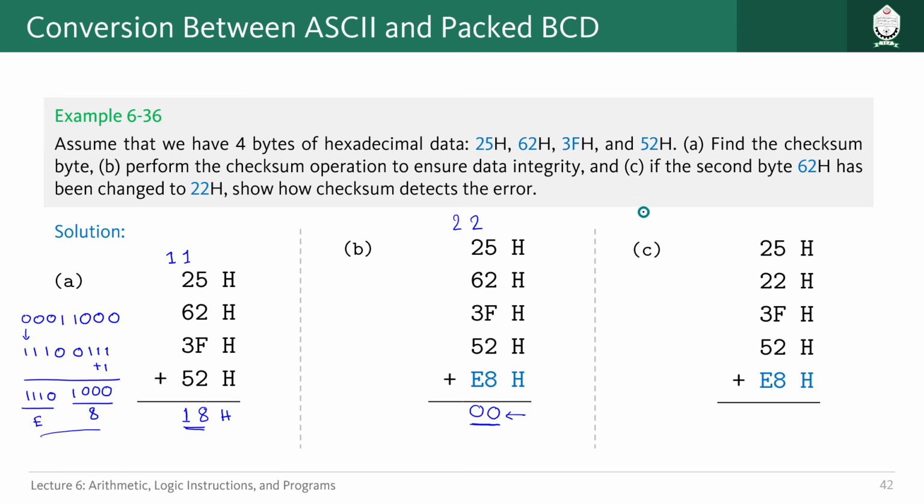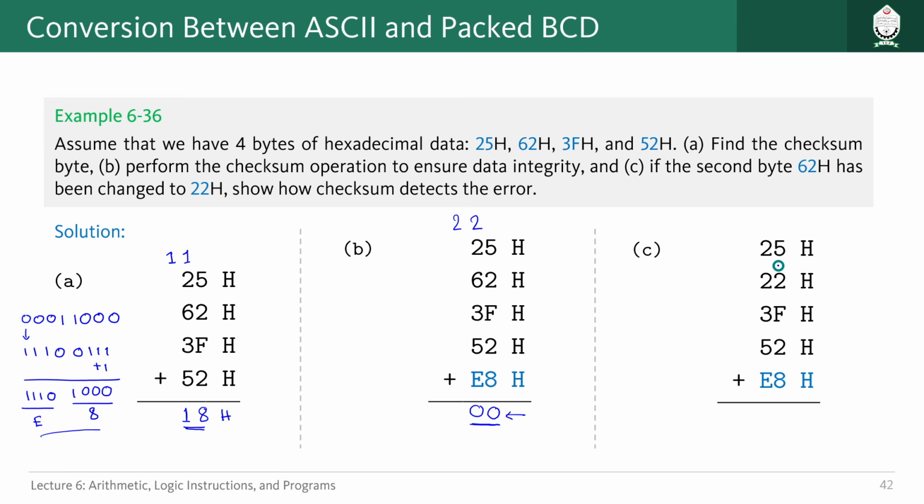Now in the third example, they are asking: if the second byte 62H has been changed to 22 when it is being transmitted, then show how the checksum detects the error. So basically, whenever the data was transmitted, they are saying that because of some corruption 62 has been changed to 22, and now if the receiver finds these values, what problem can there be? That is what they are asking after calculating the addition. So let us try to calculate this.